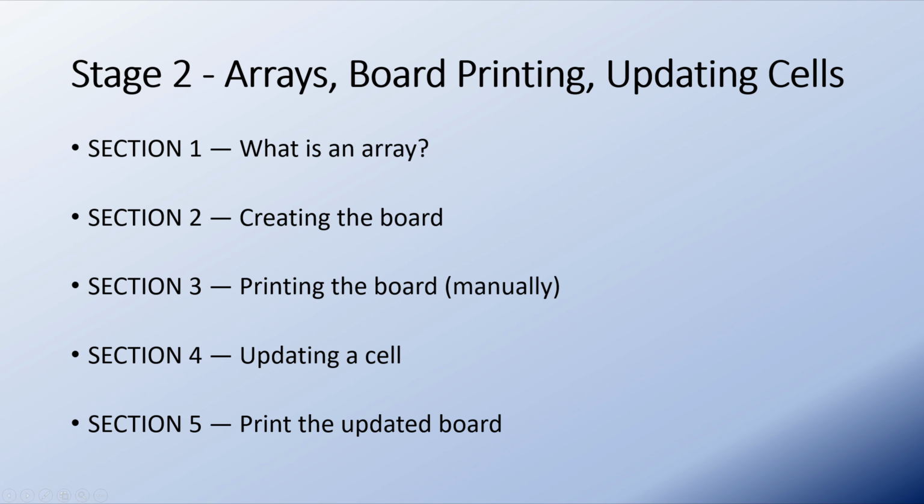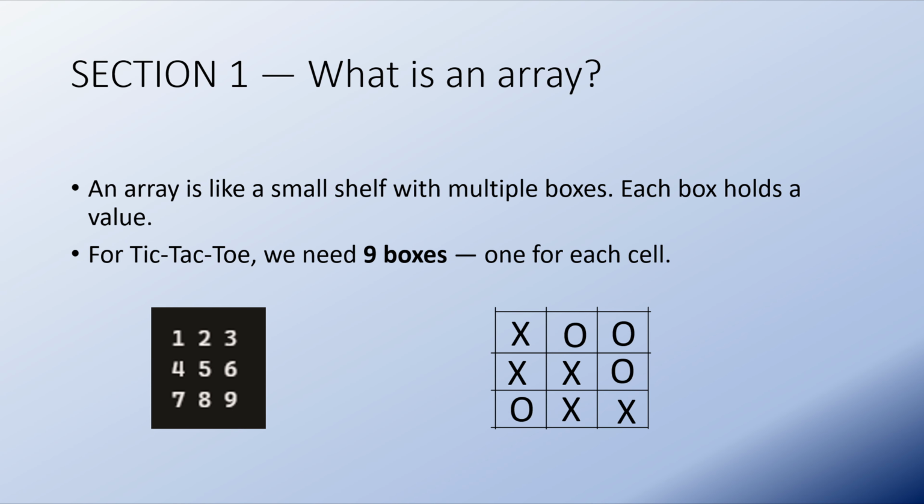To do this, we have broken down the lesson into 5 simple sections. First, we will answer the question what is an array and see how it helps us store data. Second, we'll look at how to create our board using a 2D array in C++. Third, we will learn how to manually print that board out to the console screen so the player can see it. Fourth, we will write the logic to let a player choose a cell and update it with their mark. Finally, in section 5, we will print out the newly updated board to show the changes in real time. Let's start with section 1.